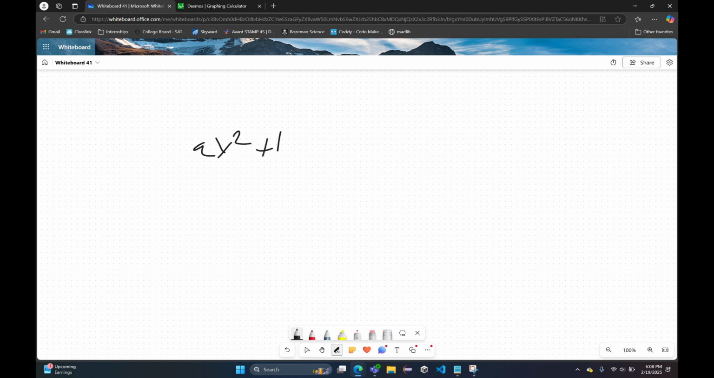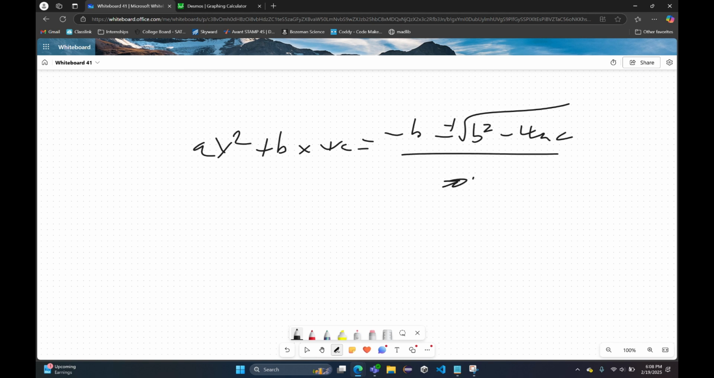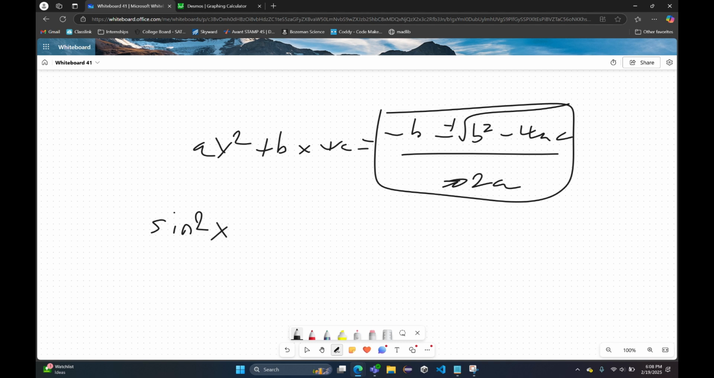If you have ax squared plus bx plus c, this is just going to be equal to, using the quadratic equation, minus b plus or minus the square root of b squared minus 4ac, divided by 2a. You can just use the quadratic equation here, and it's going to be the exact same thing if you see something like sine squared x plus sine x. First of all, if there's no c, what you're just going to do is take a sine x out, pull it out here, and you're left with sine x plus 1.